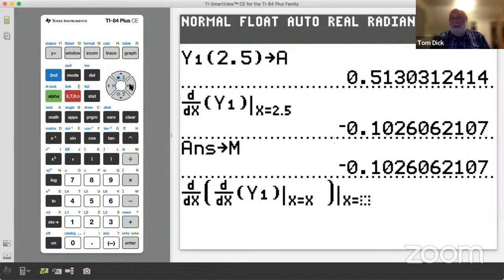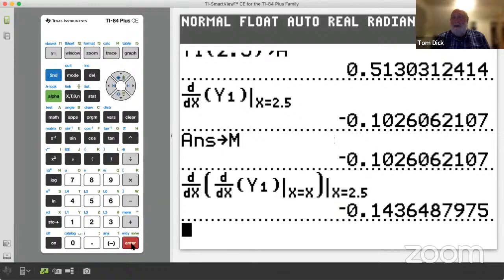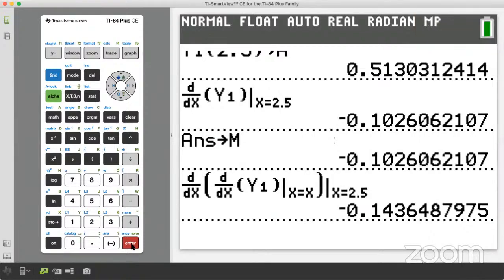So here inside, we're just going to put an x here. That's telling it to think of that as a derivative function. And then we'll put the 2.5 out here. And there's the value of the second derivative at x equal 2.5. Notice that it's negative, so that's indicative of that concave down behavior.